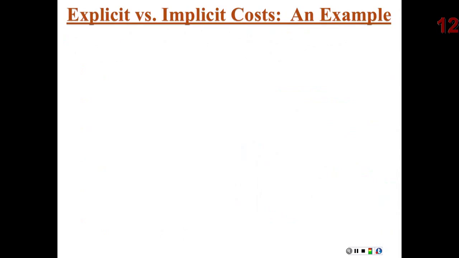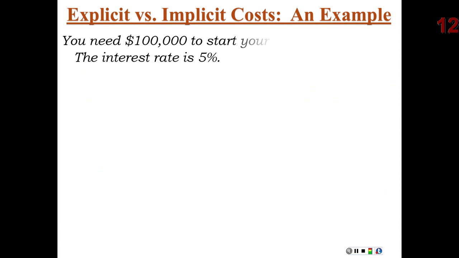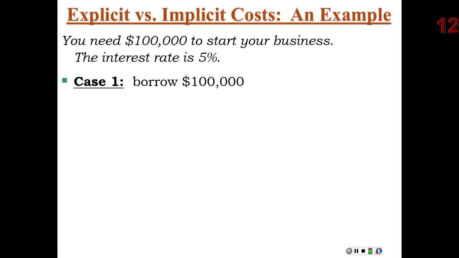Okay, so again, it's just two different approaches of looking at costs and resource allocation and profit. Neither is right or wrong. It's just two different approaches. So let's do another example with implicit and explicit costs. Let's just say you need $100,000 to start your business. The interest rate is 5%. In the first scenario or case, you're going to borrow the entire amount. You're going to borrow $100,000.